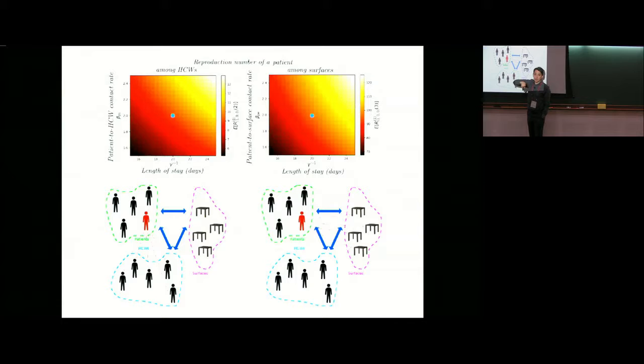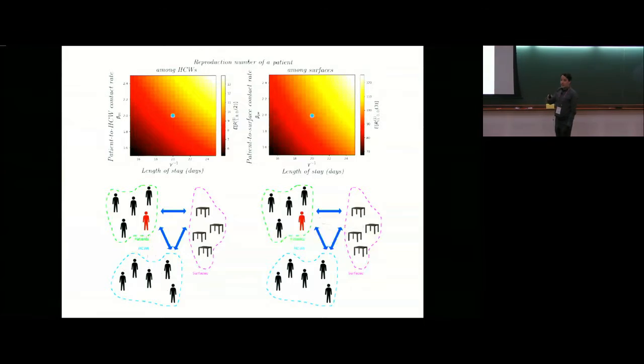And now is when you can start to play around and think about control strategies. So what happens if I decrease the length of stay, if I increase the length of stay, if I try to reduce the contact rate between patients and healthcare workers, and so on. So this type of plots shows me the importance of each route of infection, but it's also helping me to assess the efficacy of different control strategies.